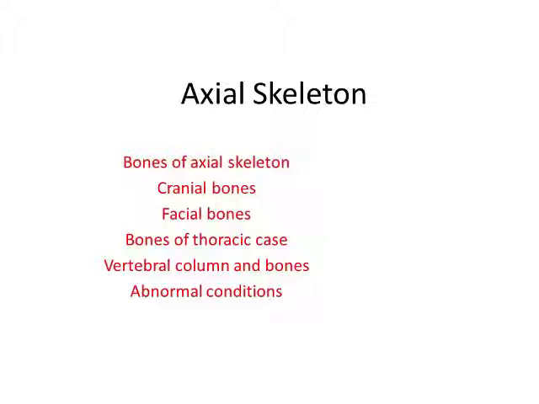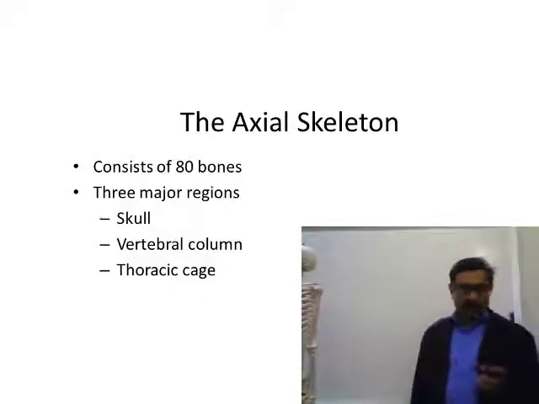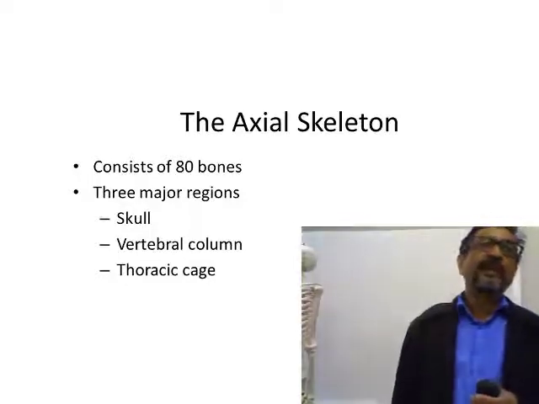First we will talk about the cranial bones, then we will talk about the important or large facial bones. Then we will talk about the bones of the thoracic cage, and then the vertebral column. Those are the bones of the axial part of the skeleton. In the axial part of the skeleton, you have a total of 80 bones.